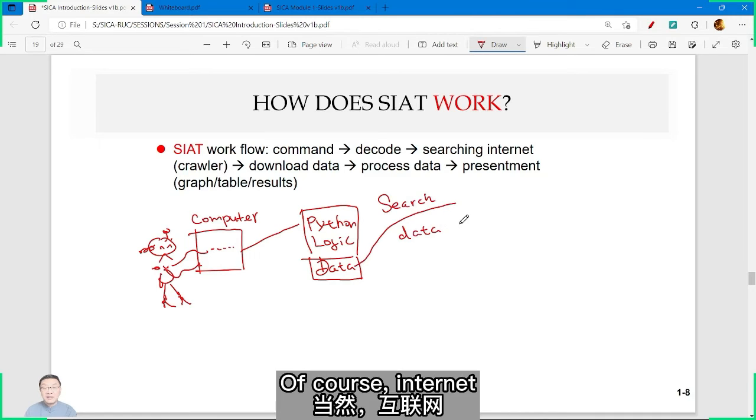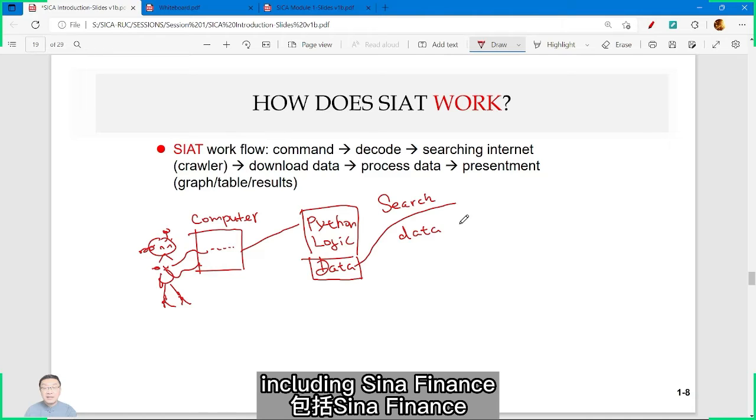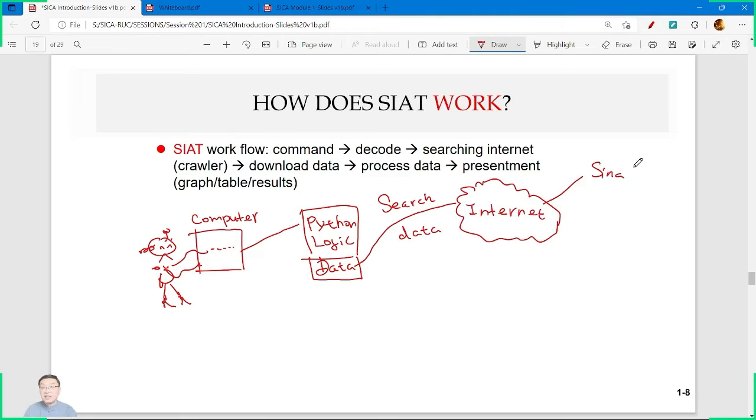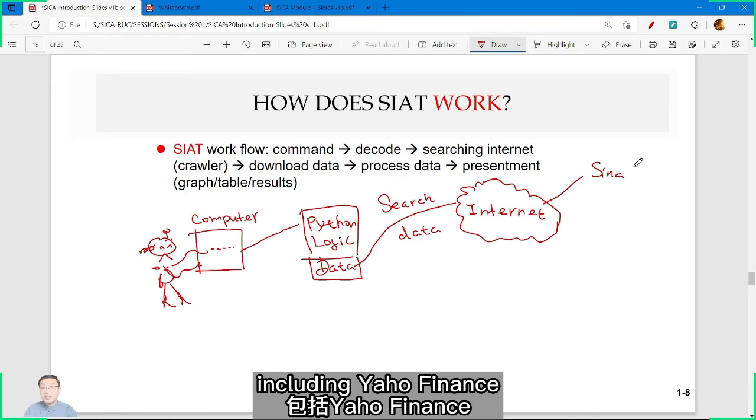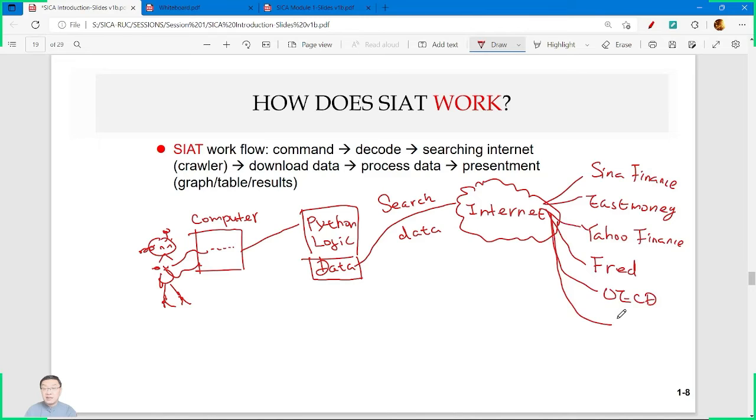Where do we search for data? Of course, the internet. This is the internet, including Sina Finance, including Eastern Money, including Yahoo Finance, including FRED, including OECD, including IMF, and even the World Bank. We will search for the data we need.